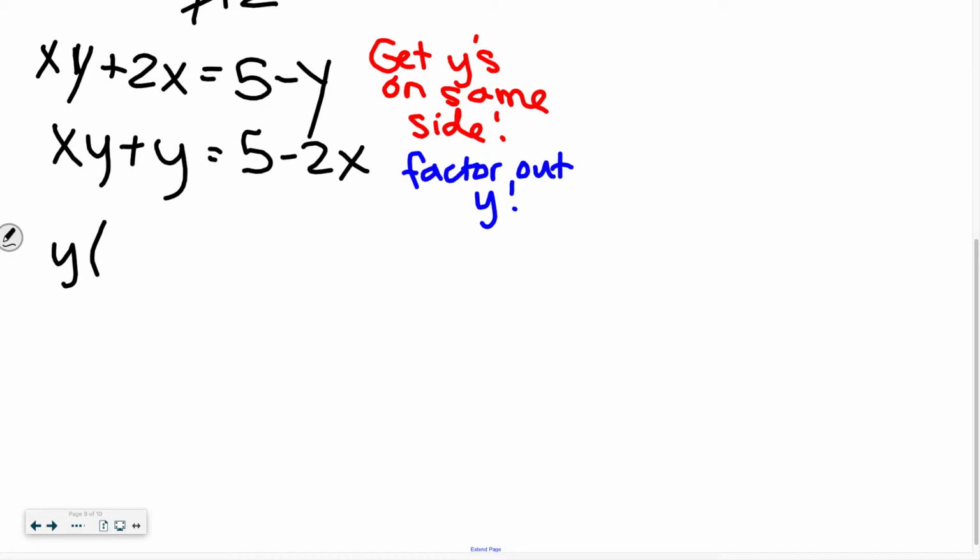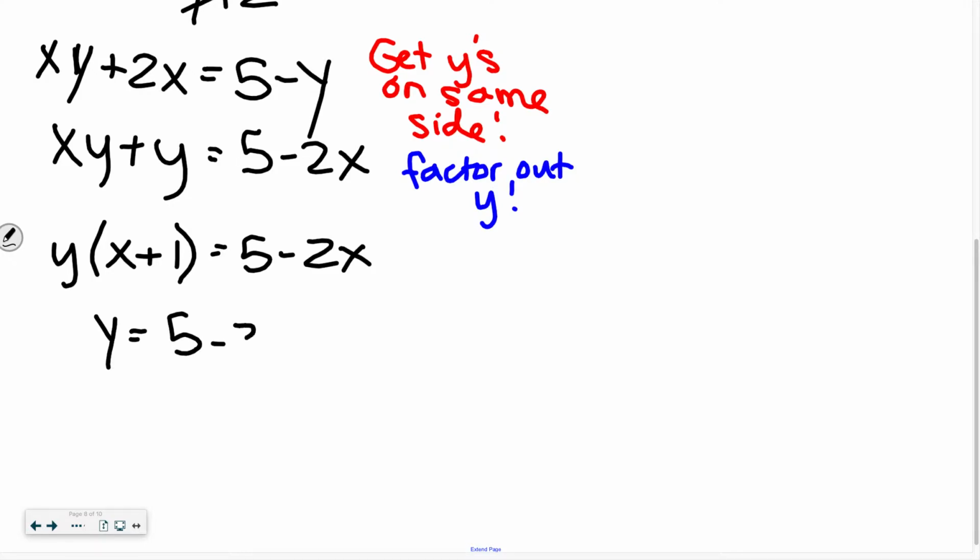You should have only terms with y's on them on the left. So you can take a y out of everything. That leaves me with x plus 1. Don't have to worry about the right side. There's no y's over there. We'll just leave it as 5 minus 2x. Can you get y all by itself? Divide by x plus 1. So y equals (5 minus 2x) over (x plus 1).